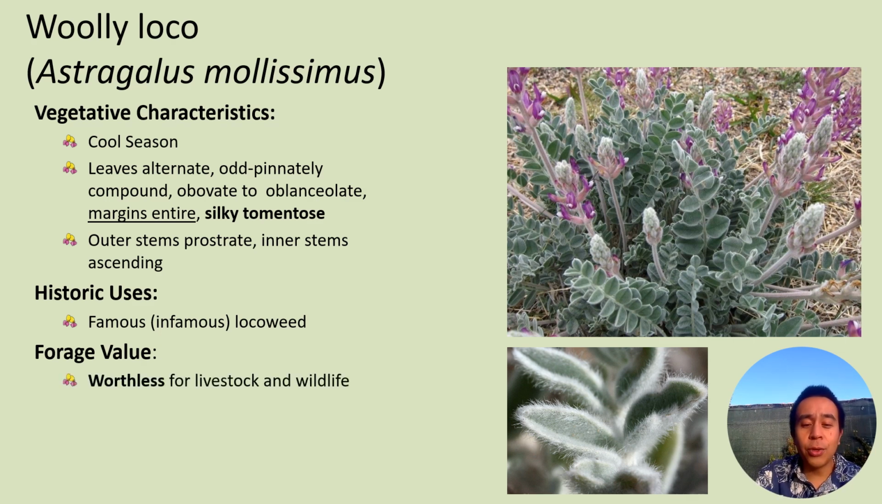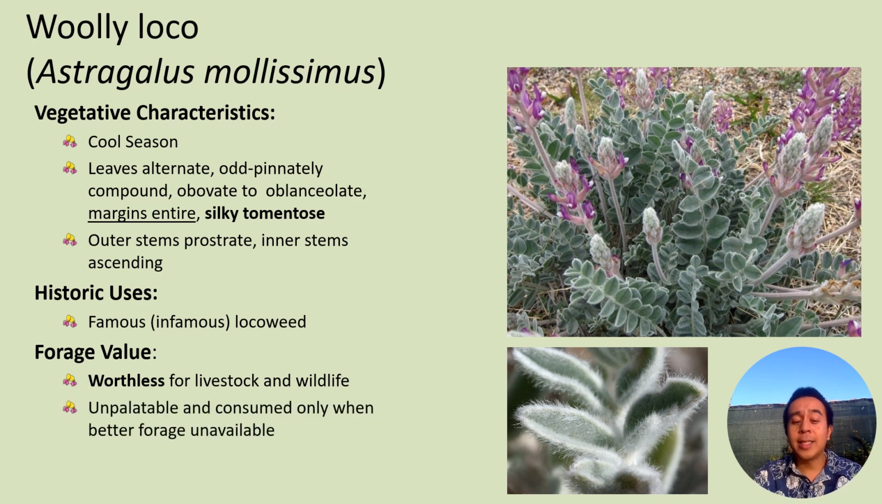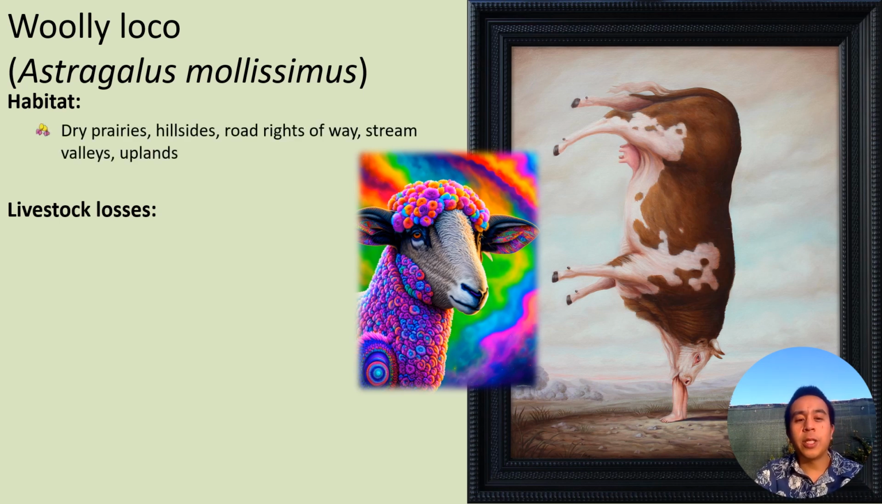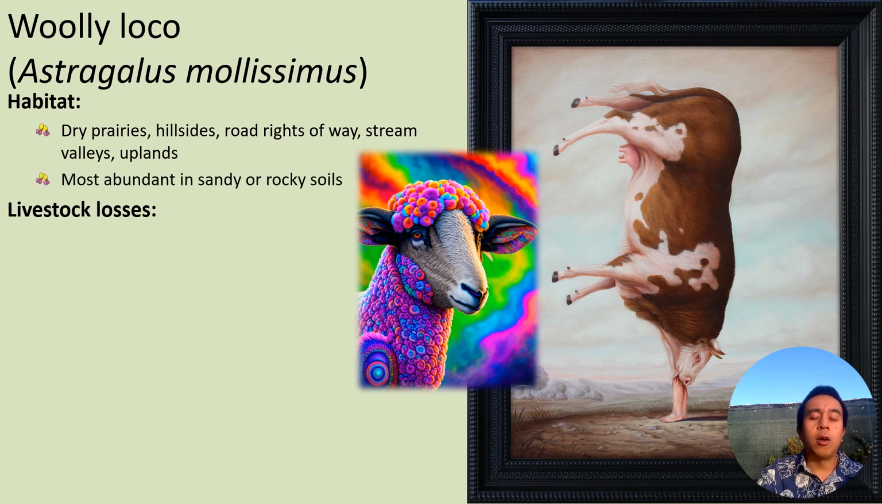In terms of forage value, it's essentially worthless for both livestock and wildlife, and it's unpalatable, consumed only when there's no better forage available or when animals form addictions to it, as we'll talk about soon. And oftentimes animals might refuse to eat better forage when they're addicted to woolly loco. So, woolly loco, Astragalus mollissimus, typically occurs in dry prairie habitats, hillsides, road right-of-ways, stream valleys, as well as uplands, and is pretty abundant in sandy and rocky soils.